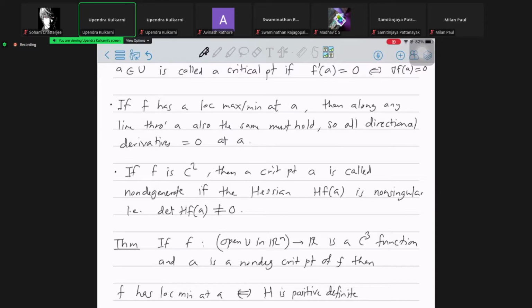What does that mean? Let's look at H. H is a symmetric matrix, right? This is a C3 function, in particular a C2 function, so all the mixed partial derivatives do not depend on the order in which I take the derivative. So di dj of f at A is dj di of f at A. What do we know about a symmetric matrix? This positivity is really to do with eigenvalues. What do we know about its eigenvalues?